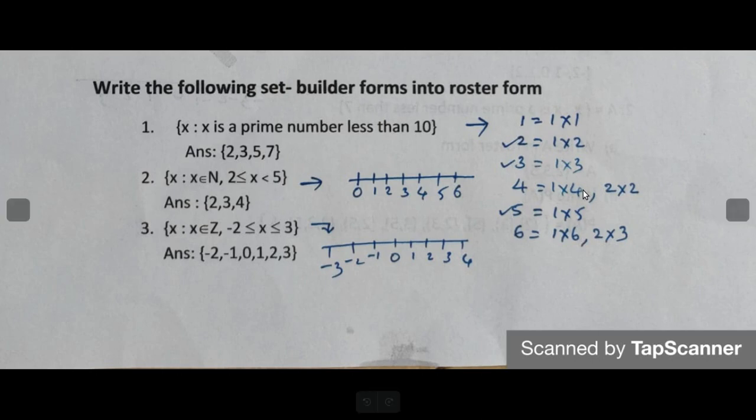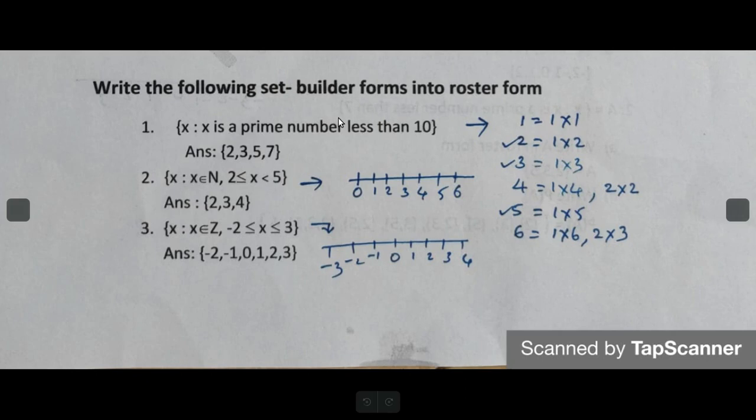So we take these numbers, tick mark number 2, 3, 5, etc. These numbers have factors 1 and the same number. For 2, 1 and 2 are factors. For 3, 1 and 3 are factors. For 5, 1 and 5, 1 and the same number, are factors. Such numbers are called prime numbers.